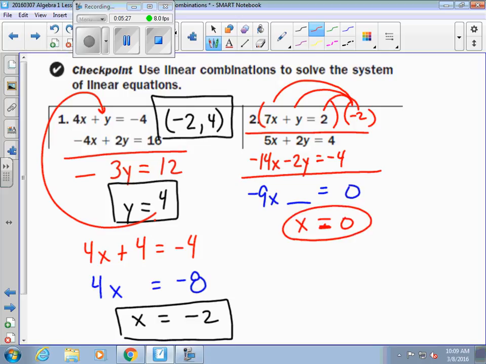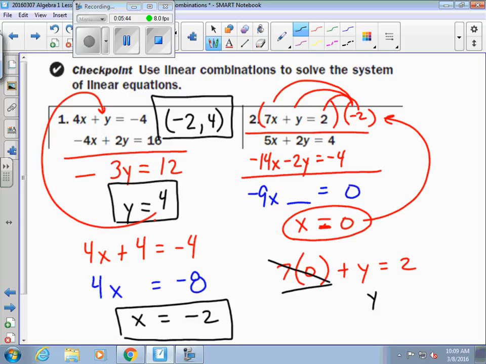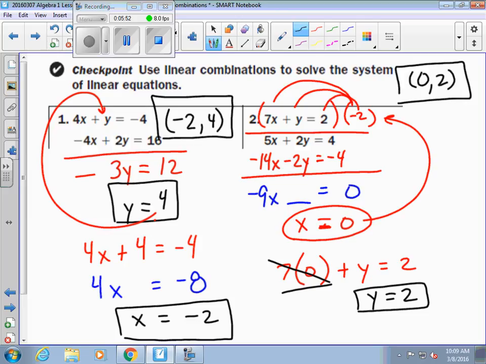Now we need to find y's value. Plug it into one of the equations. It doesn't matter which one. The top one is going to wind up being easier if we use that one. So instead of 7 times x, 7 times 0 plus y equals 2. Anything times 0 will eliminate that part, and we have y equals 2. x comma y, 0, 2. That is the point where if you graph those two equations in a system on the same plane, they will cross at 0, 2.